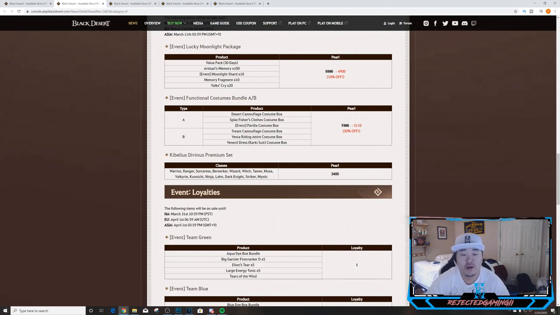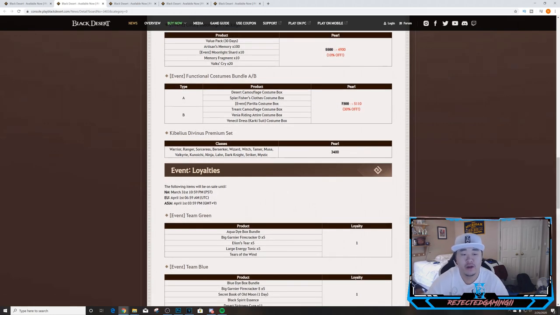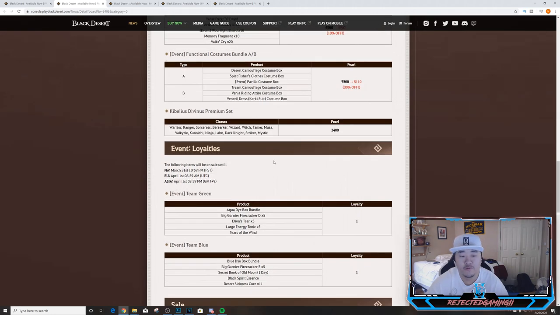The functional costume bundles are 30% off. You have Type A and Type B. You have the camouflage riding attire and the car key suit in B, and you have the camouflage Fisher's clothes and Pavela costume set there. You also get the Kibelius Divinus premium set. That's Warrior, Ranger, Sorceress, Berserker, Wizard, Witch, Tamer, Musa, Valkyrie, Kunoichi, Ninja, Maehwa, Dark Knight, Striker, and Mystic. So the only thing not included in there is Shai. So 3,400 pearls for that.